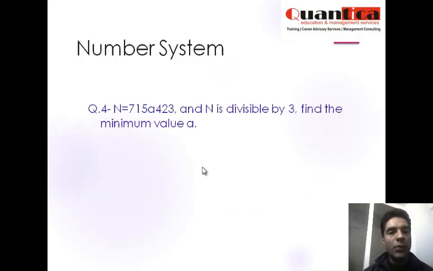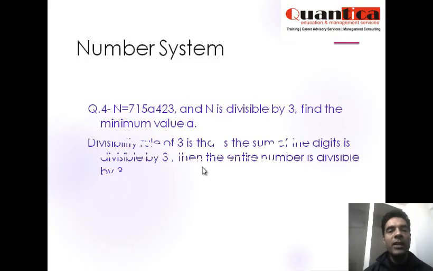This is again a simple question. You were given n, which was equal to 715A423, and it is given that n is divisible by 3. You were supposed to find the minimum value of A so that n becomes divisible by 3. Now this is based upon the divisibility rule of 3. You know that for a number to be divisible by 3, the summation of all the digits should be divisible by 3.